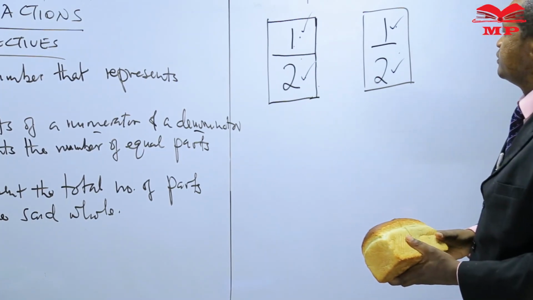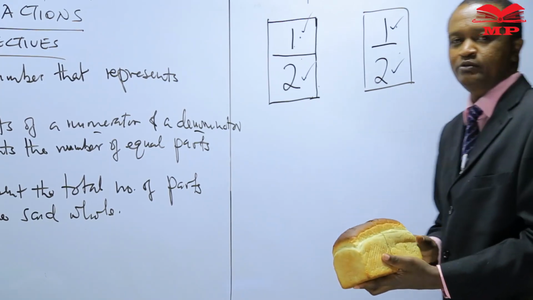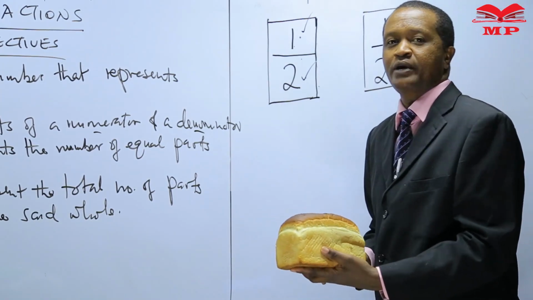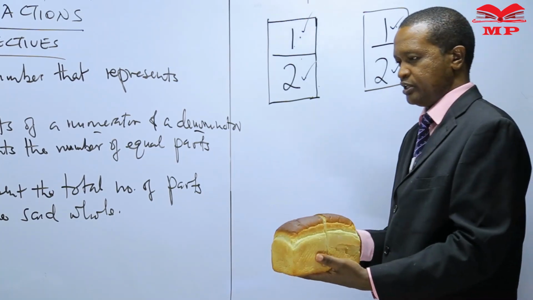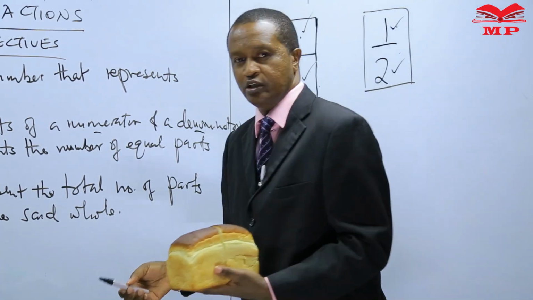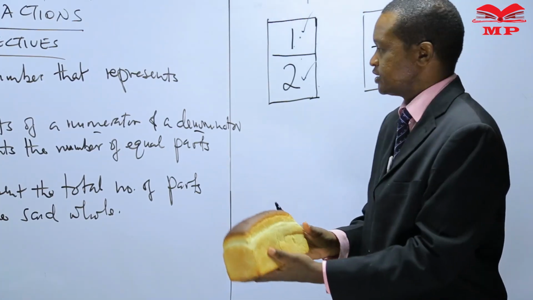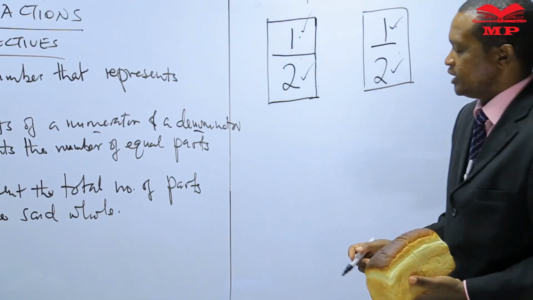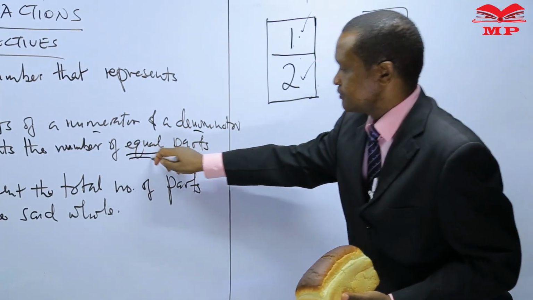We may want to divide this loaf into 4 parts. Okay? You may decide to divide this loaf into 4 parts, and before we do that, remember to underline the term equal parts.